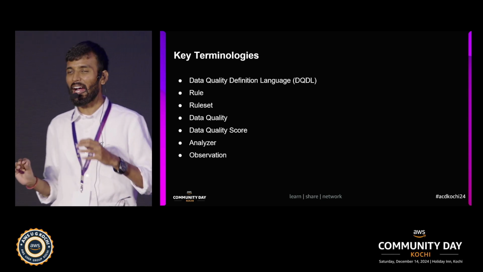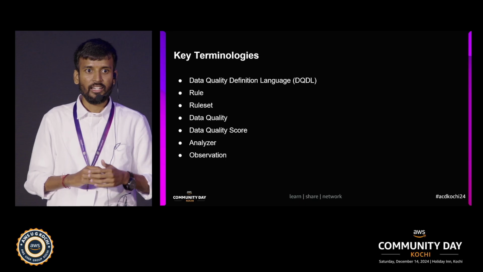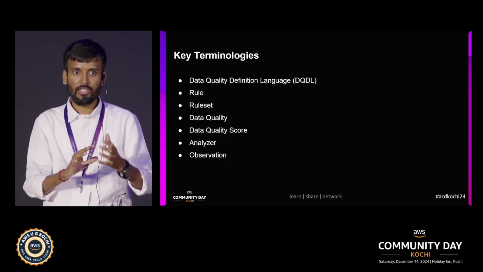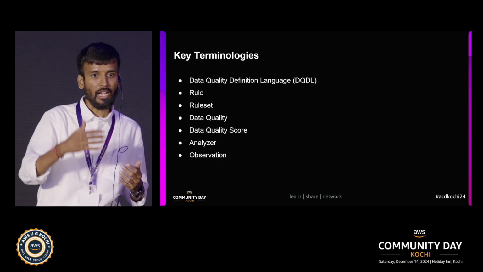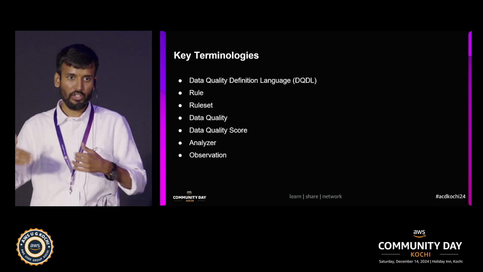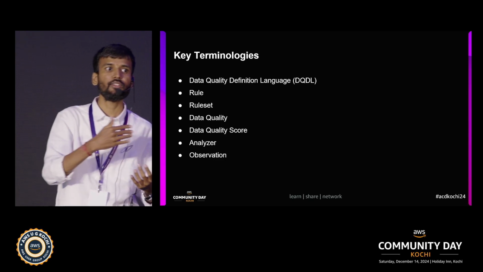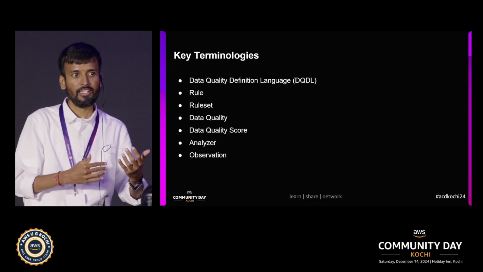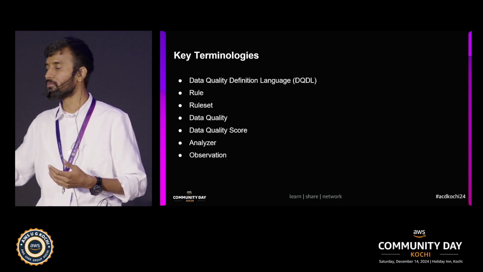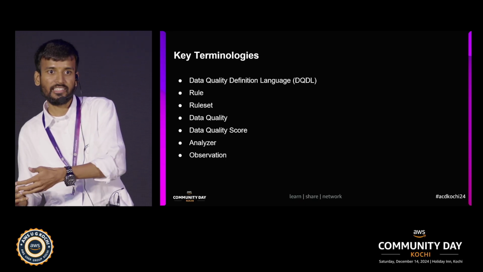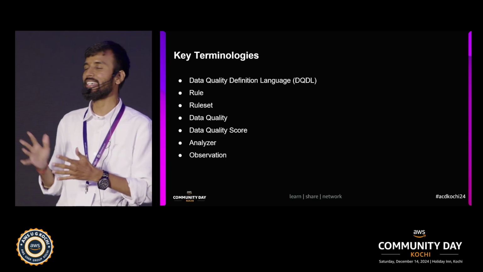Observation is a kind of unconfirmed insight. It will take the data from the analyzer. The analyzer output will be the input for the observation, and it will understand where the data is going wrong. This helps us understand what observations we can make based on the analysis. So this is about the key terminologies.